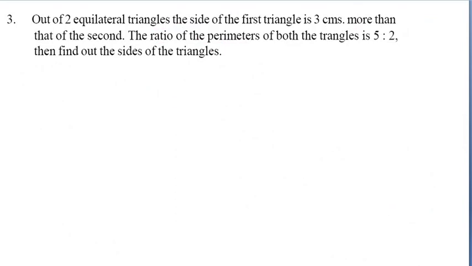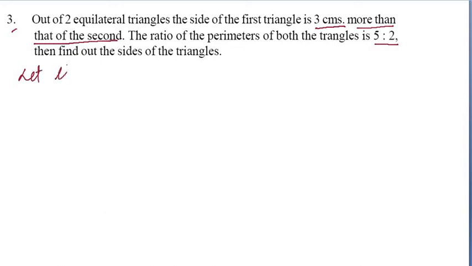Now come to the third question. Of two equilateral triangles, the side of the first triangle is 3 centimeter more than that of the second. The ratio of perimeters of both triangles is 5:2. Then find out the sides of the triangles. Once again, the side of the first triangle is 3 centimeter more than that of the second.